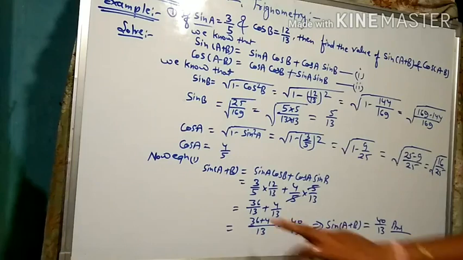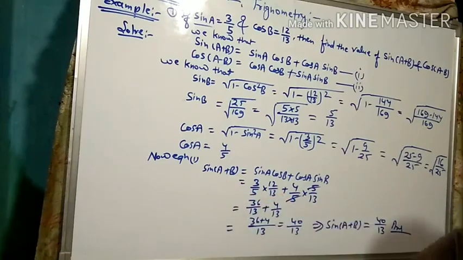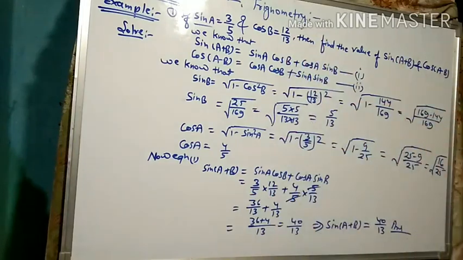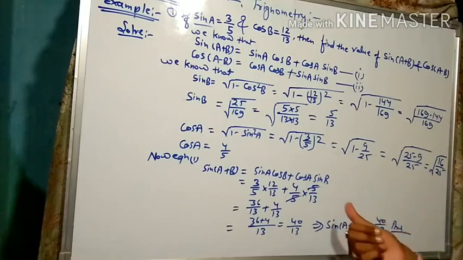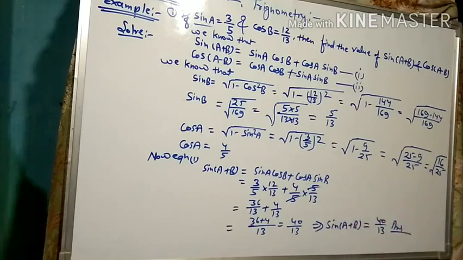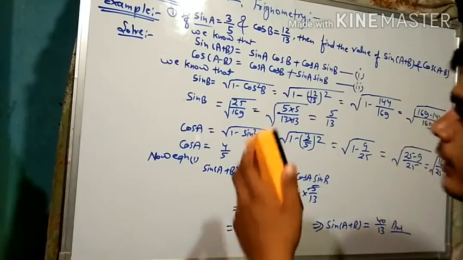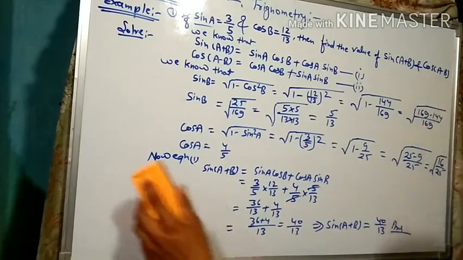So in this method we can find the value of sin(A+B) or sin(A-B). In this question one part is given for you to solve by yourself. Hope you understood what I am saying. I will explain another example next.